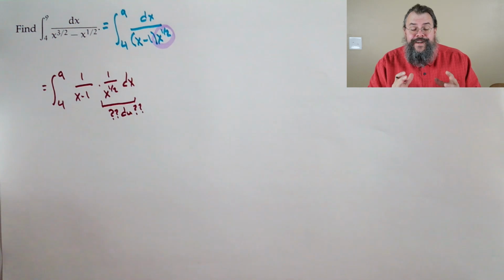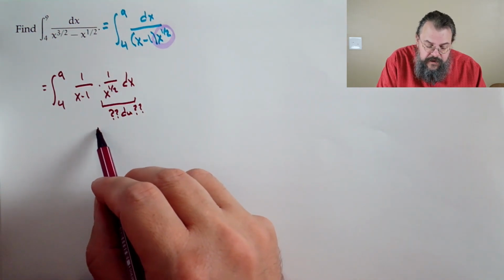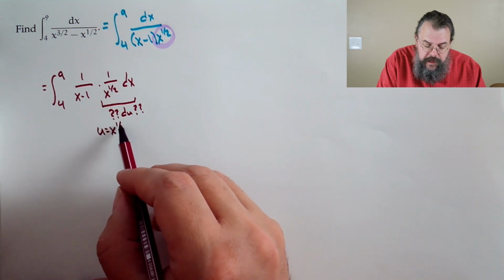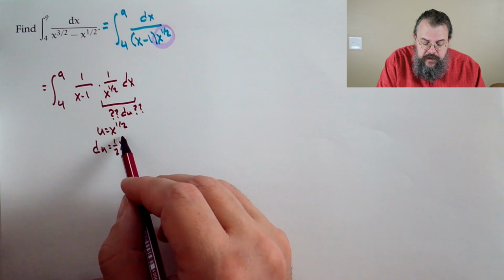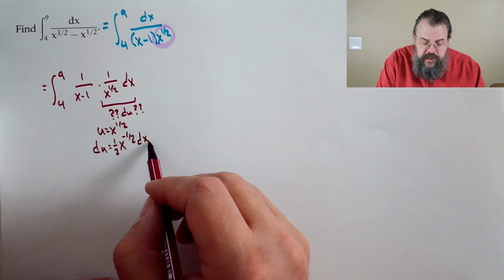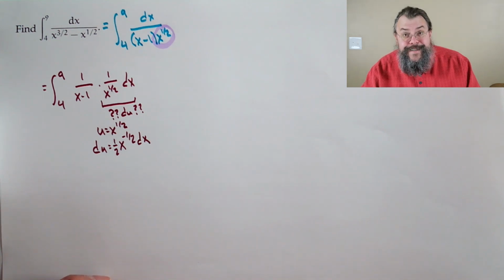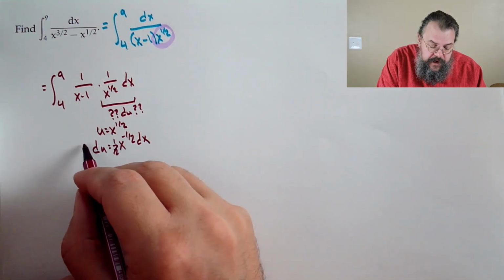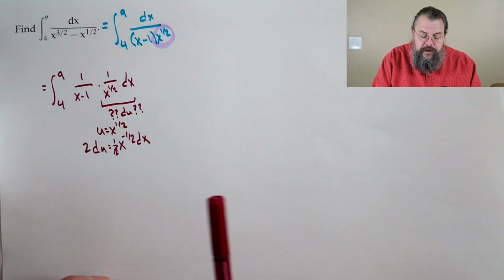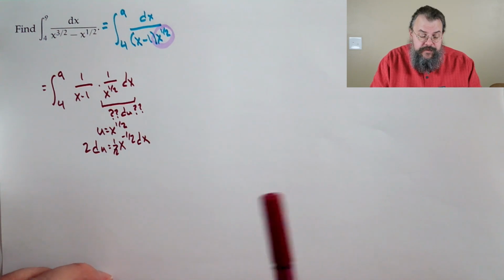X to the 1/2. So we say, if you let u equal x to the 1/2, then du would be 1/2 x to the minus 1/2 dx. Well, okay, there's a 1/2 there. Constants are okay. We can work with those. So that moves across. 2 du is x to the minus 1/2 dx. Okay, well, what happens to everything else?